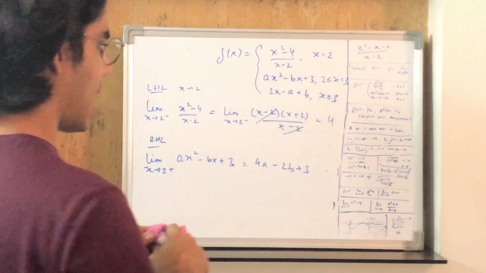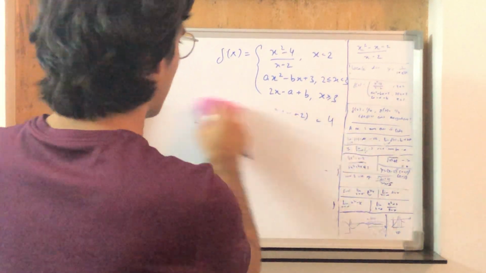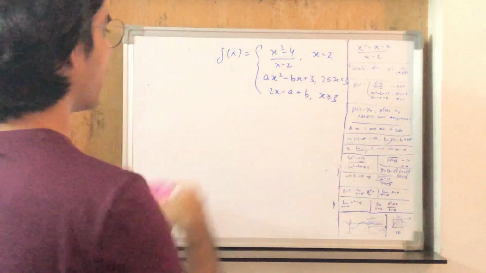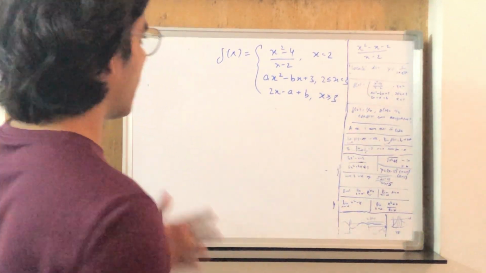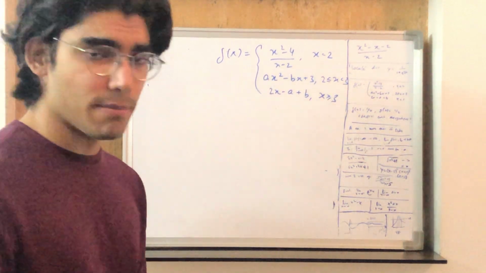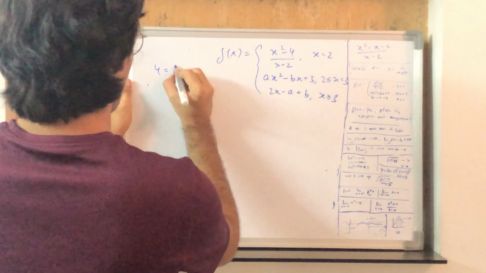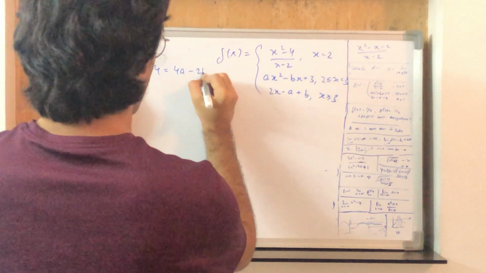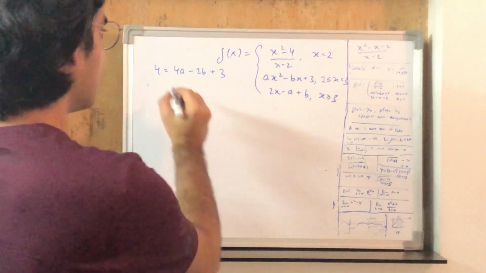So now I have these two values, and I can use them. Since this function is continuous everywhere, which means it's continuous at x equal to 2, I can say the left-hand limit and the right-hand limit are the same, which means that 4 is equal to 4a minus 2b plus 3. So this is my first equation.